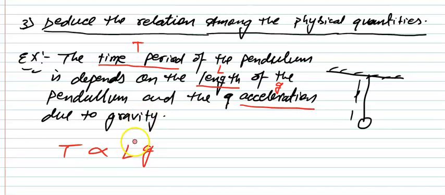So we have to take the powers as variables a and b. Time having the power 1. Getting everyone? Because the time period depends on the length and the acceleration due to gravity, that is why I have written over here: time period is proportional to l to the power a and the acceleration due to gravity having power b. So we have to calculate the values of a and b so that our equation will be dimensionally correct. Getting it?